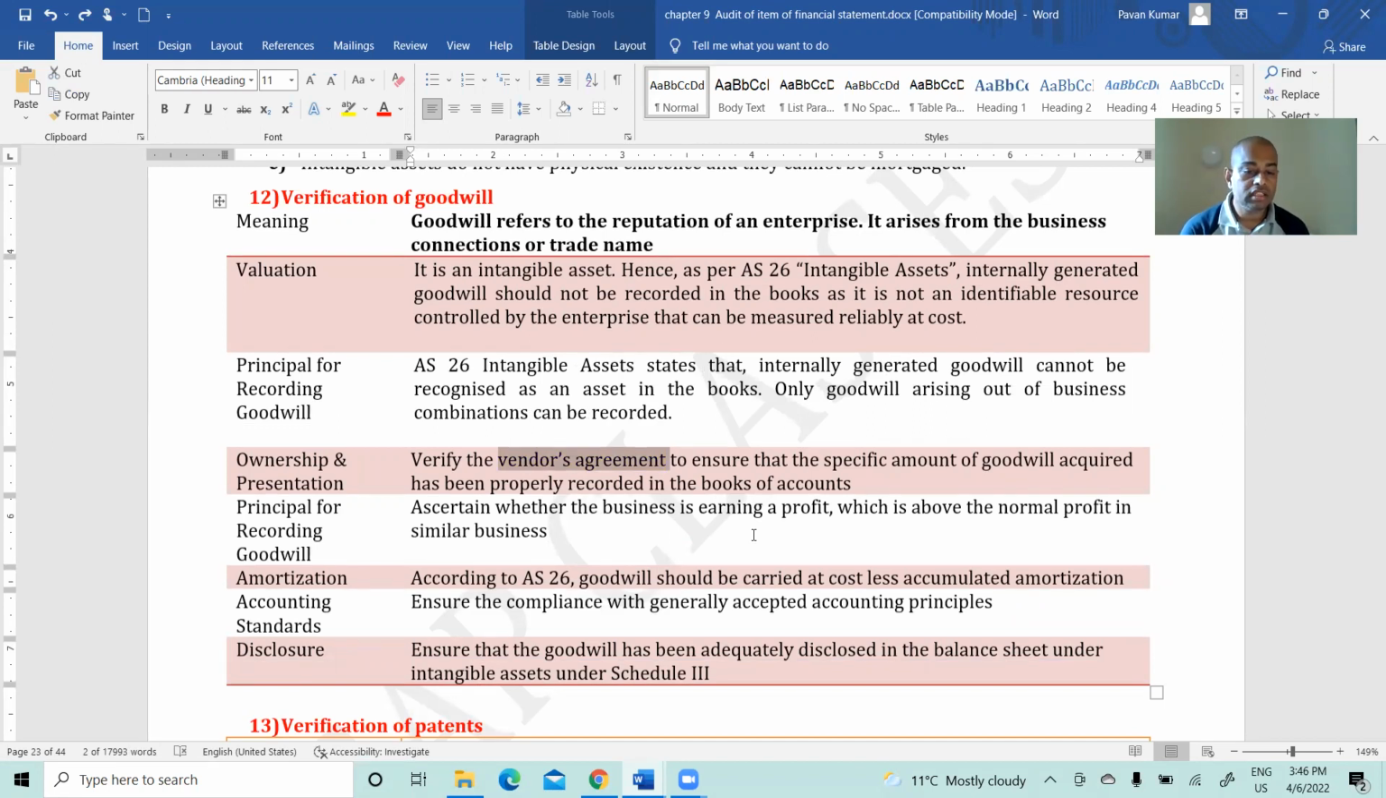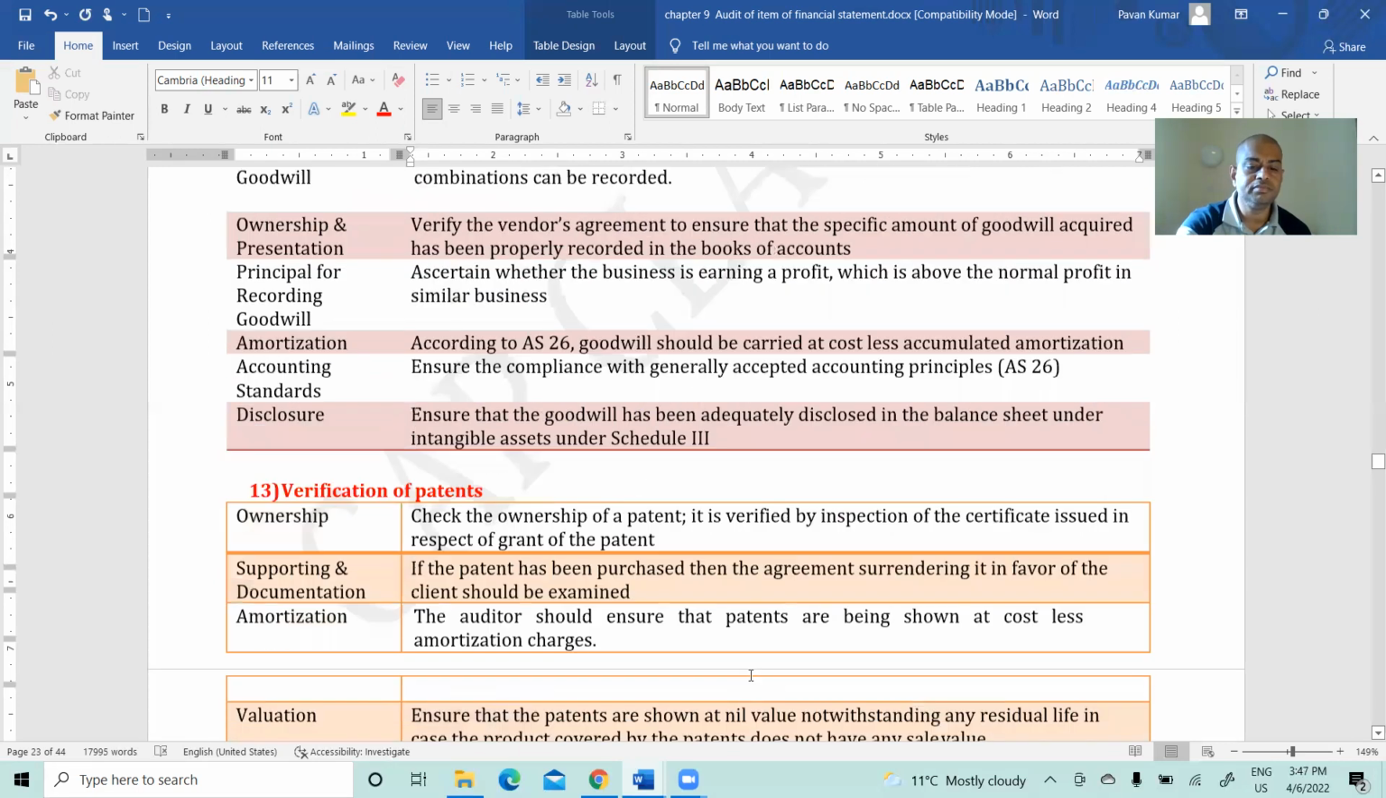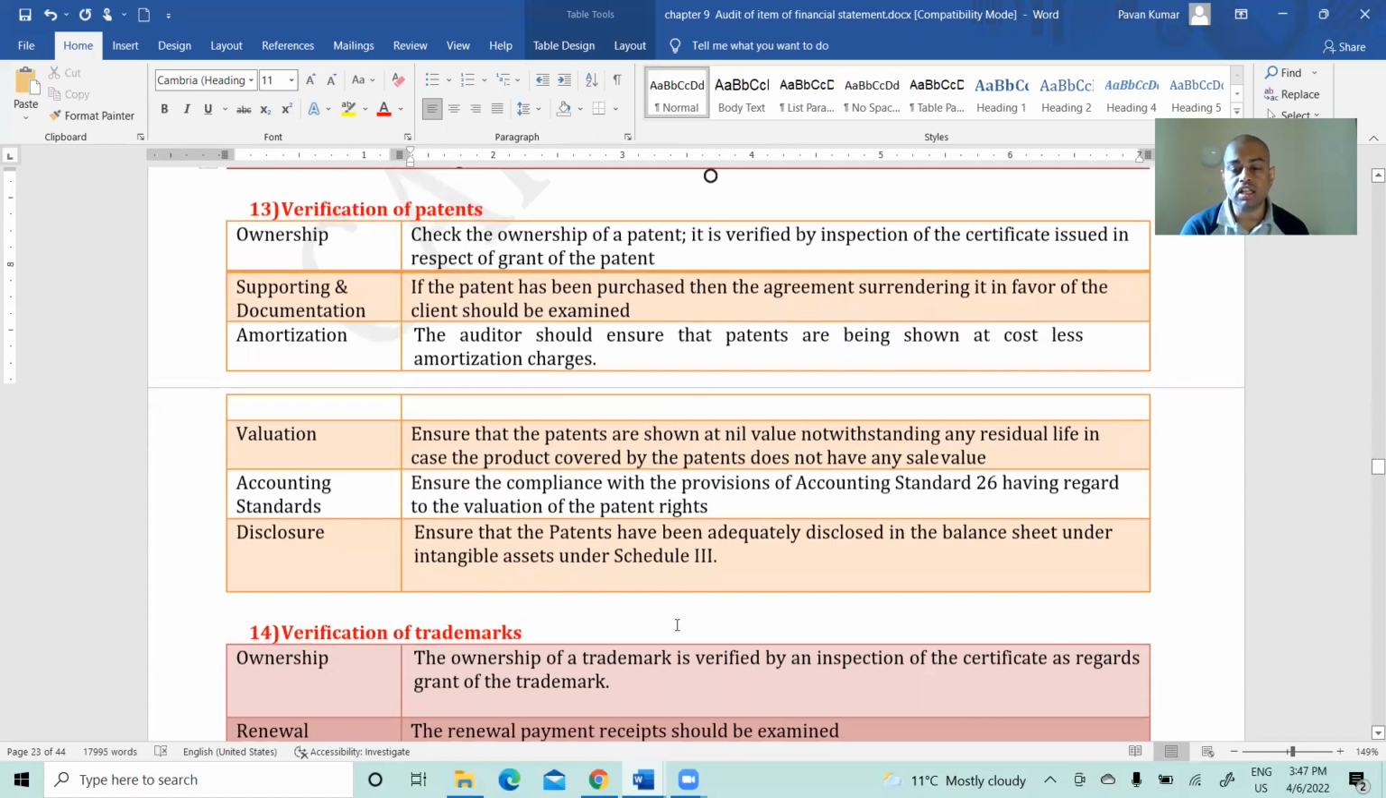Then principle for recording goodwill: ascertain whether the business is earning profit which is above the normal profit in similar business. This is the traditional old way of recognizing. Amortization under AS 26, carried at cost less accumulated amortization, correct. Also Accounting Standard 14 says, one more point I'm adding, goodwill should be written off in your books between 3 to 5 years. Then ensure compliance with generally accepted accounting principles, in brackets you can write AS 26 if you want. Disclosure: ensure that goodwill has been adequately disclosed in the balance sheet. Done. Verification of patents. Do you understand all these points?